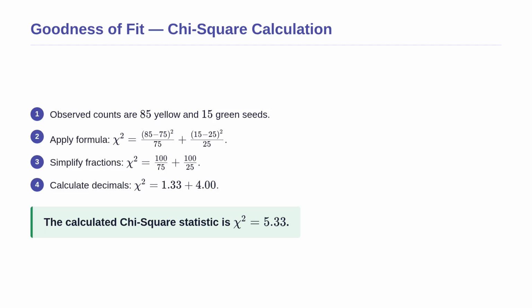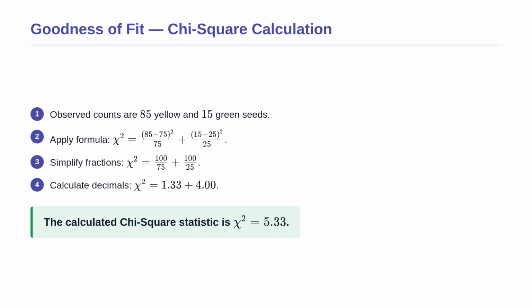Now we bring in our messy, real-world data. The botanist actually counted 85 yellow seeds and 15 green seeds. We apply our main chi-square formula by looking at both categories simultaneously. For the yellow seeds, we take our observed 85, subtract the expected 75, square the result, and divide by 75. We do the exact same process for the green seeds.